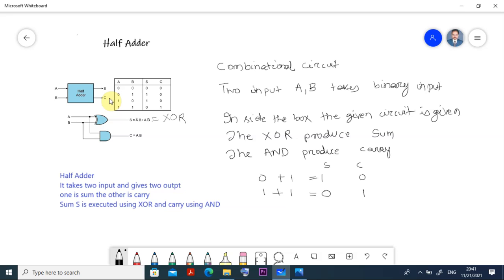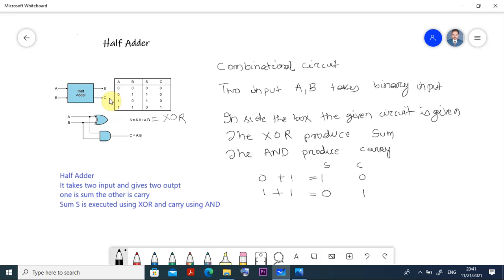You see here, in this combinational circuit, two inputs A and B take binary input. So it can be 0 or 1. A can be 0 or 1, B can be 0 or 1. Inside the box, which is the box? You can see this is the box given here. Inside the box, the circuit is given below like that.